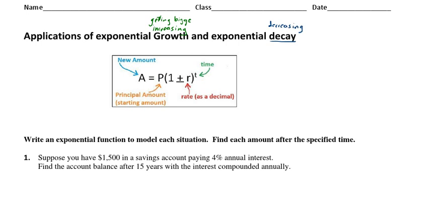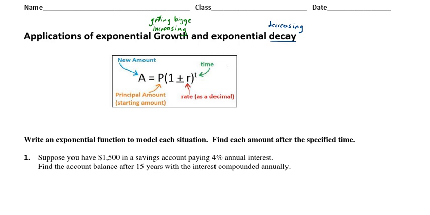We're now going to be working with this exponential formula where A represents the new amount that we will be finding in every problem. P is the principal amount or the starting amount. T is the exponent that usually is going to represent time, usually in years, but not always has to be in years, but in this case it's going to be in years. R is going to be the rate, and that's going to be a decimal. That's the rate of growth or decay.